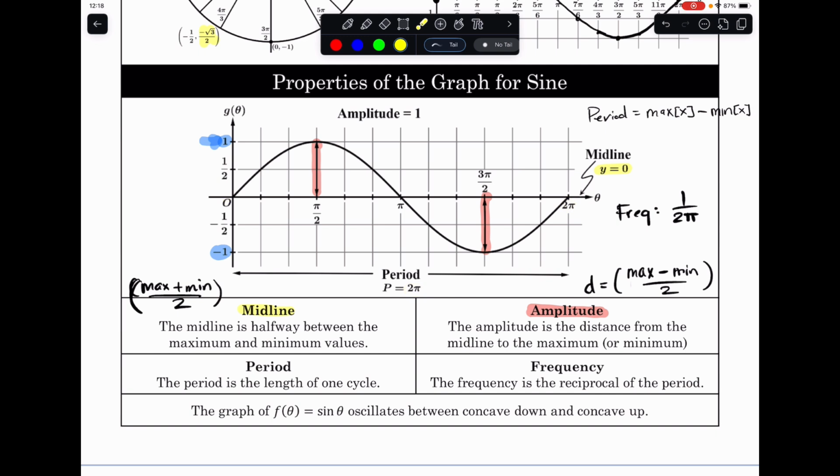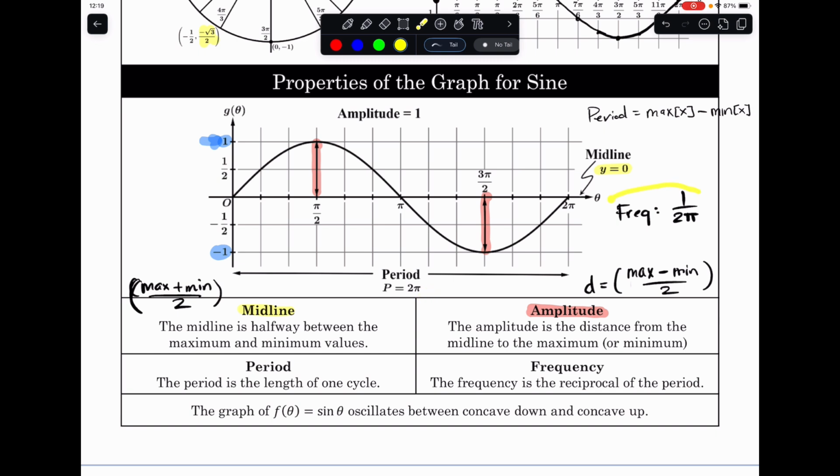The frequency is simply the reciprocal of our period. So whatever our period is going to be, our frequency is simply going to be, in this situation, the reciprocal. So if our period is 2 pi, our frequency simply would be 1 over 2 pi. Simply flipping that number upside down from 2 pi over 1 to 1 over 2 pi.